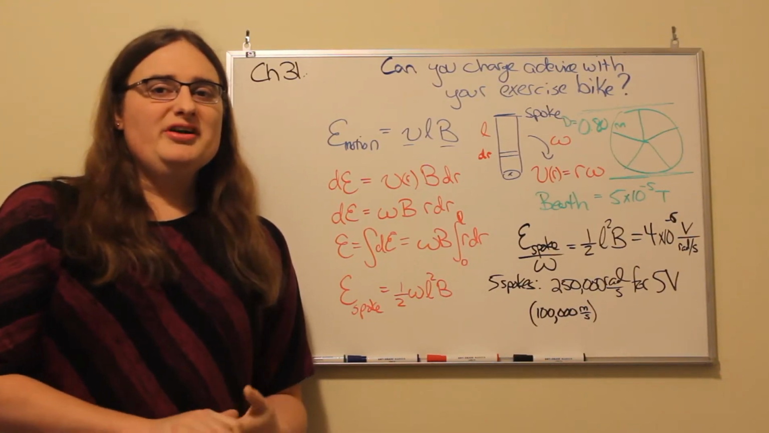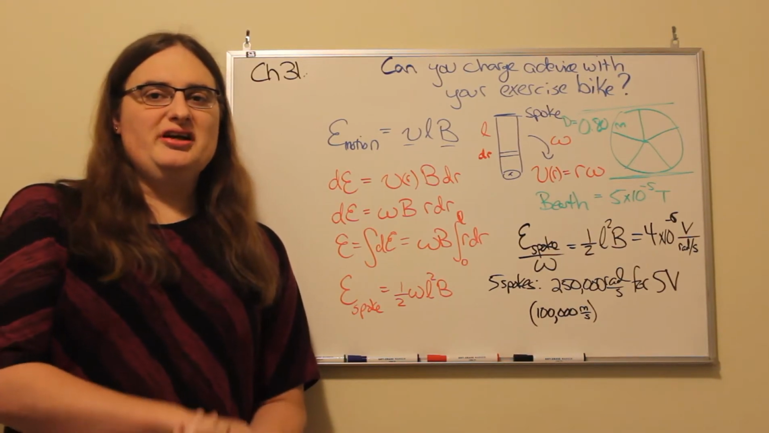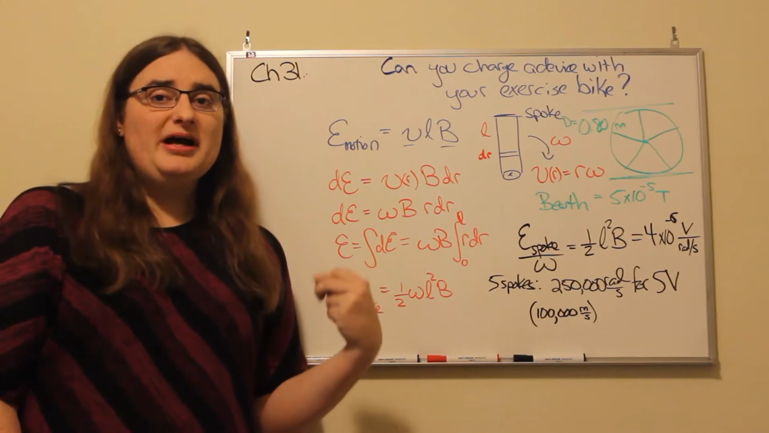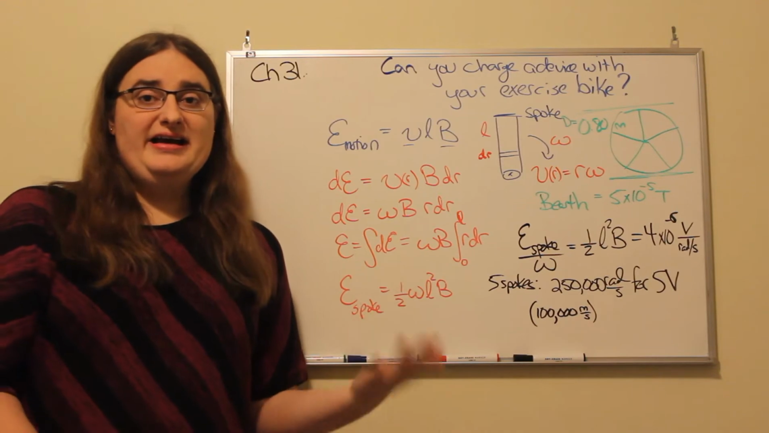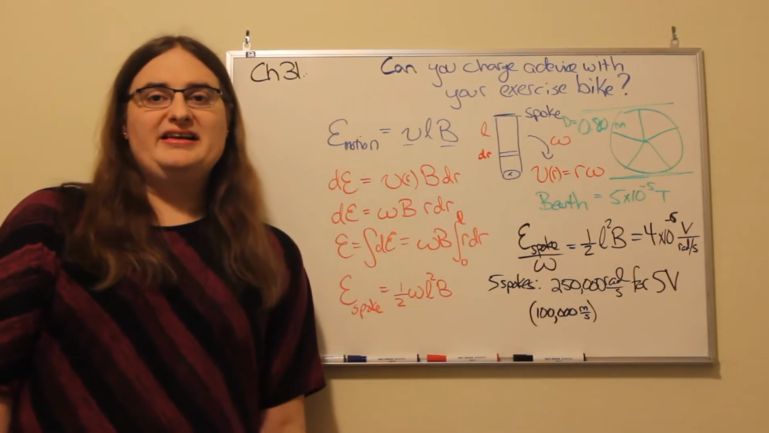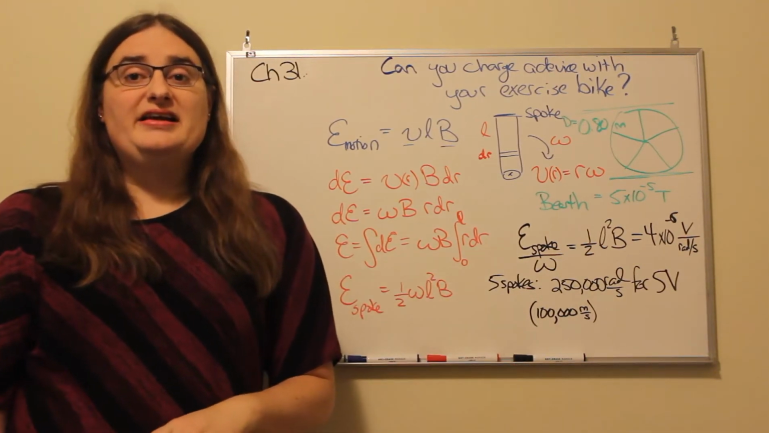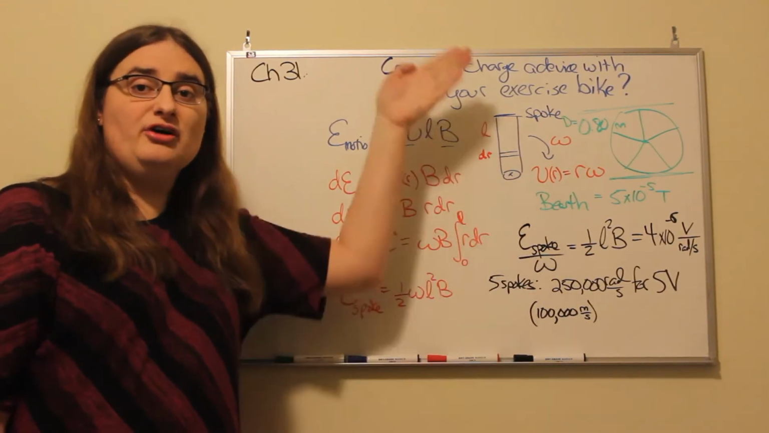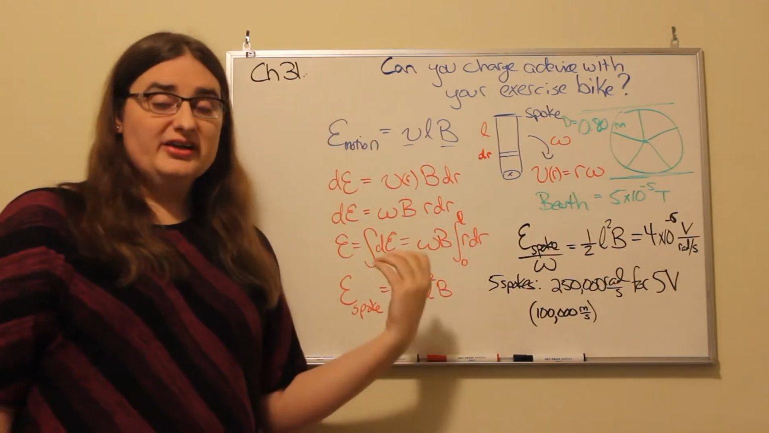Hi, in this video I want to talk about how you could generate an EMF using an exercise bike and a magnetic field. Now in an earlier problem I talked about the situation where you have a wire that has free charges, so any conductor, any metal will work. You move it through a magnetic field, and as long as it's moving perpendicular to the direction of the magnetic field, then you can create an EMF across that wire from the magnetic force generating an electrical field.